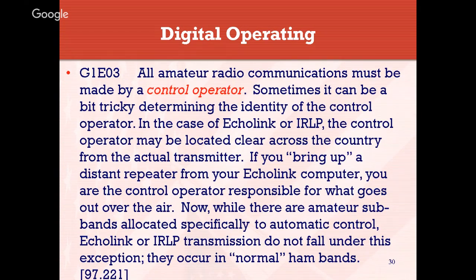All radio amateur communications must be made by a control operator of some sort. And sometimes it can be a little tricky determining the identity of the control operator. So in the case of Echolink or IRLP, the control operator may be located clear across the country from an actual transmitter. IRLP stands for Internet Radio Linking Project. And that's kind of what DMR is riding on the back of at this current time.